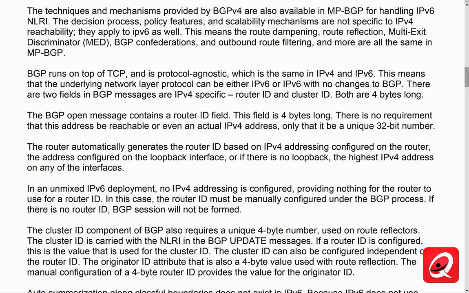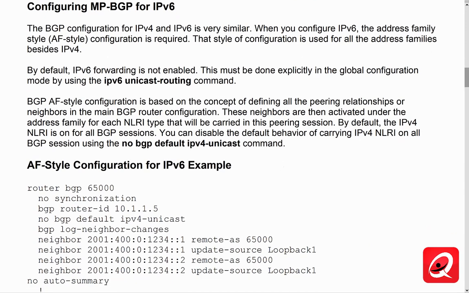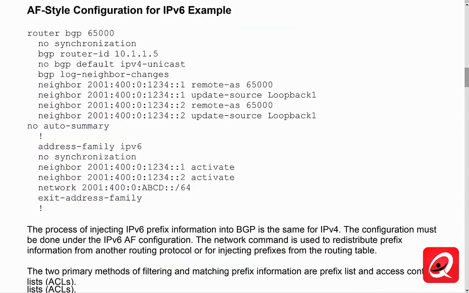IPv6 has always been a classless routing protocol. It's never been a classful routing protocol, so we don't have to worry about things like auto summary and so on. So let's take a look at a sample configuration.